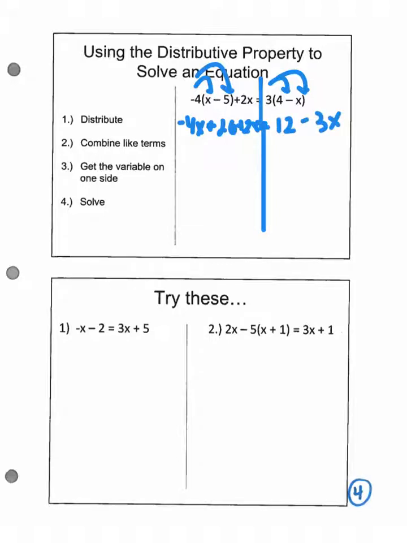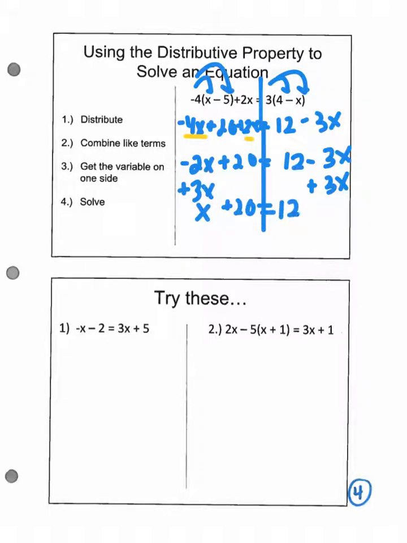Then I want to combine any like terms that I have. So I have negative 4x and positive 2x on the one side. That makes negative 2x plus 20. No like terms on the right side, so I leave it. And then I want to get the variables on one side. So I'm going to move 3x to the left side, so the variable is on one side. And that gives me x plus 20 equals 12. And now I want to get the constant to the other side, which gives me x equals -8.